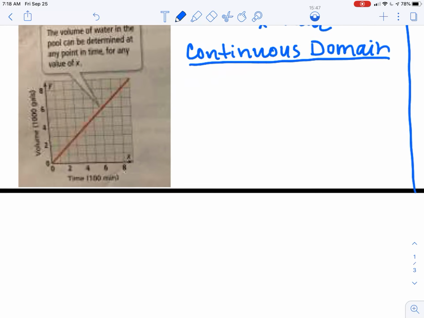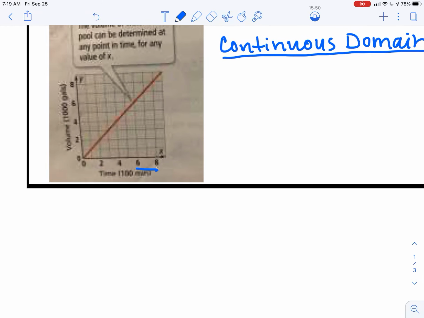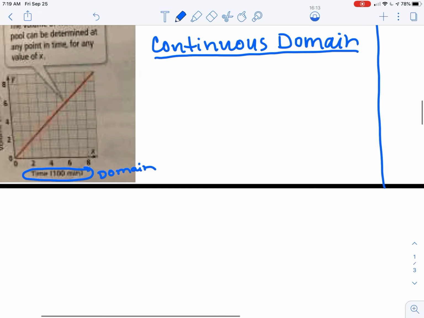Now look at what the x value represents on the x-axis. You can see this is time, okay? So we're talking about the domain here, the x values. Okay, they are continuous because the time never turns off. Your hose continues to run for however many minutes it's needed to run in order to fill that pool with 10,000 gallons of water. That is called a continuous domain. So the domain of a function is continuous.